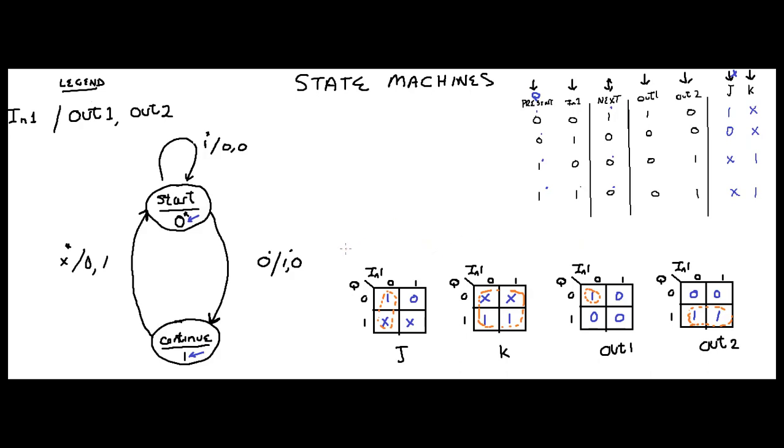So this one, J, is going to equal, well, it's pretty straightforward. It's going to be in1 bar, because it's a 0. Okay. This one, K, is going to equal 1, because they're all 1s. You can group them, make the two x's 1s, it's all 1s, so that means K is equal to 1, right?